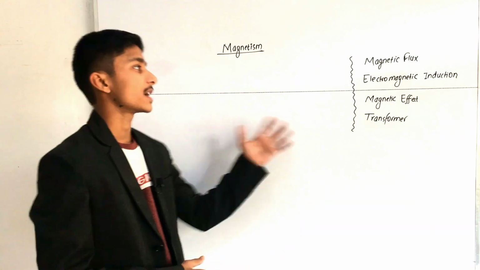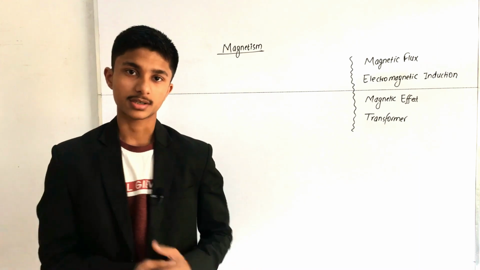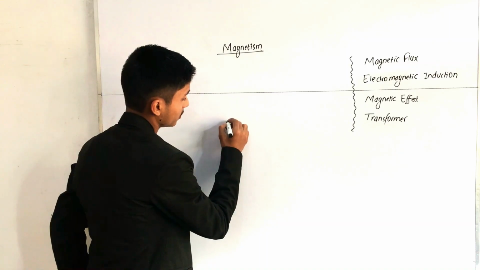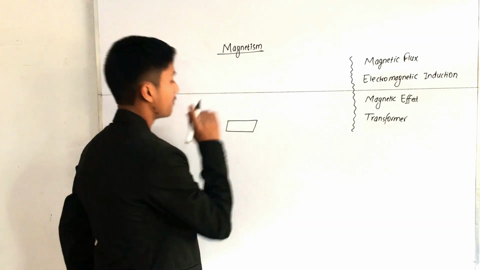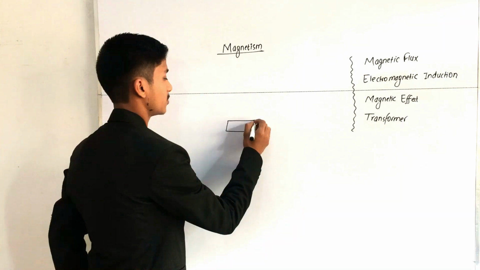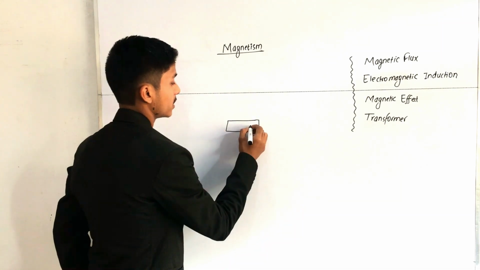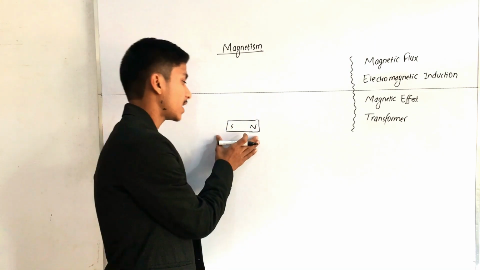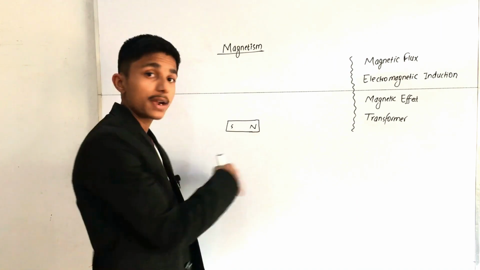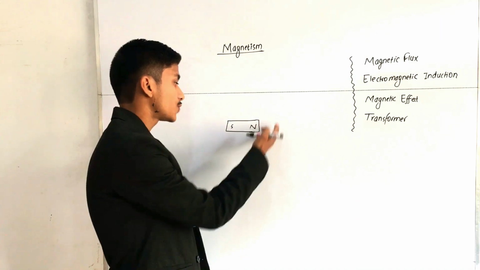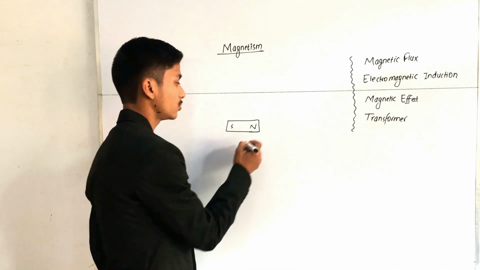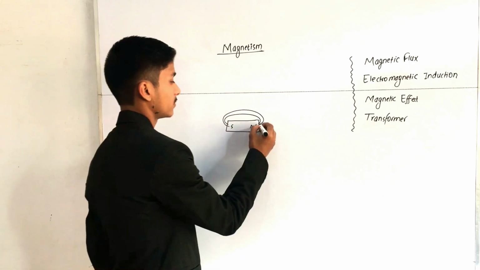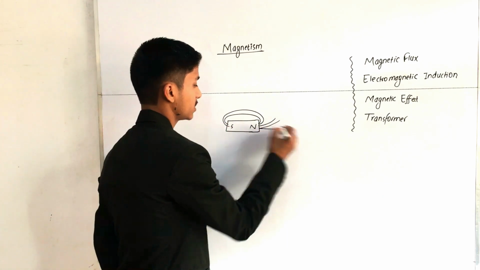First topic is magnetic flux. What is magnetic flux? Now here we know, suppose this is a magnet. This is its north pole and here is the south pole. Then what happens? The lines of magnetic force externally go from north to south, in this direction, like this.